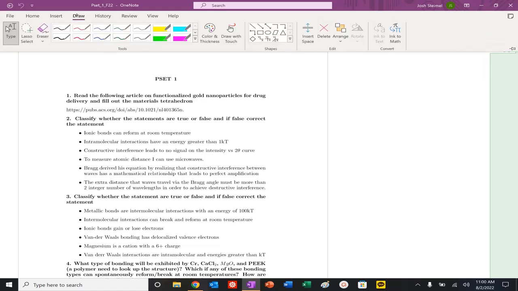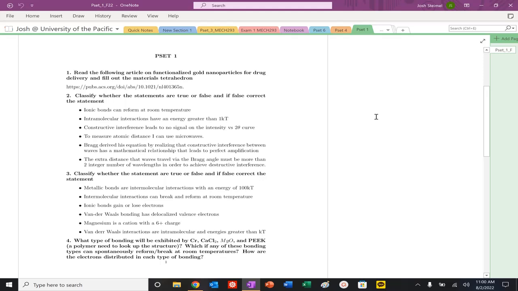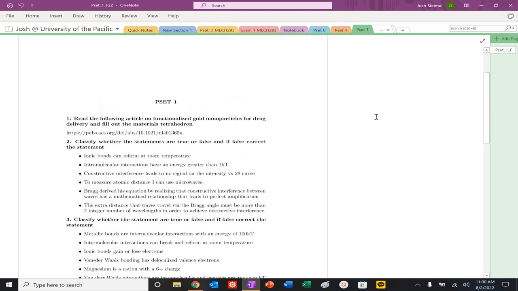Hi everyone, we are back and we are going to solve our first problem set for the semester. So you all read that very fascinating article on gold nanoparticles, and we need to remember our materials tetrahedron. So I'm going to try to draw it very horribly, as we can see here. So what are the corners of our materials tetrahedron?